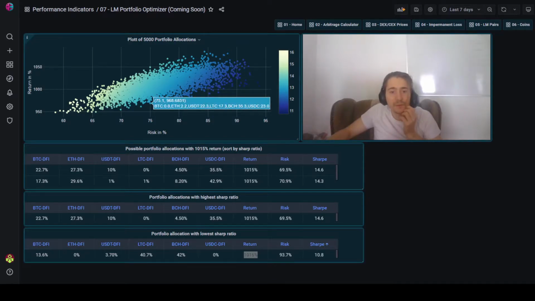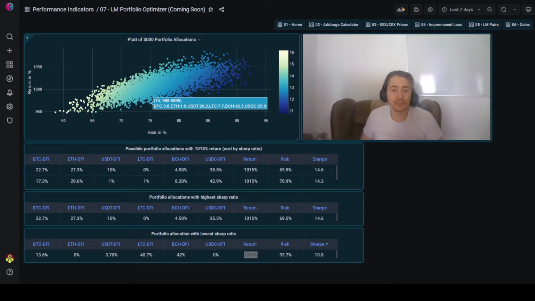When we look at this point, for example, here at 75% of risk, we see the allocation is, or first of all, after the risk, we see the return, 968% per year. This is based on historical data. If we invested 3.8% into the Bitcoin DeFi liquidity mining pair, 1% in the liquidity mining pair for Ethereum and DeFi, 20% in the Tether US dollar, and so on and so on. You see the rest of the allocation of that portfolio.